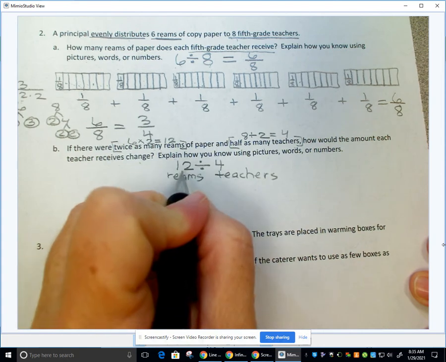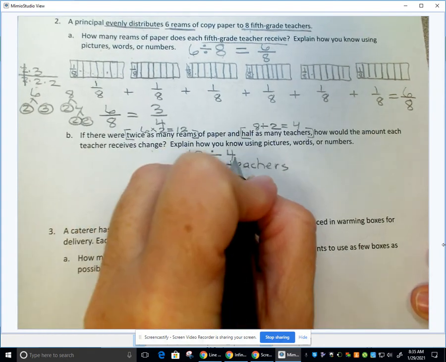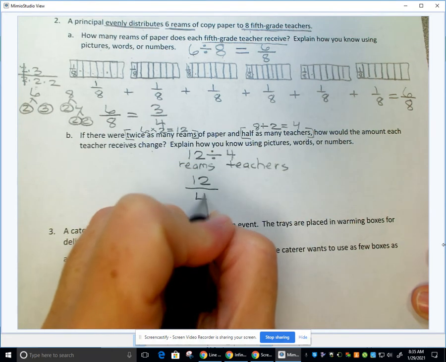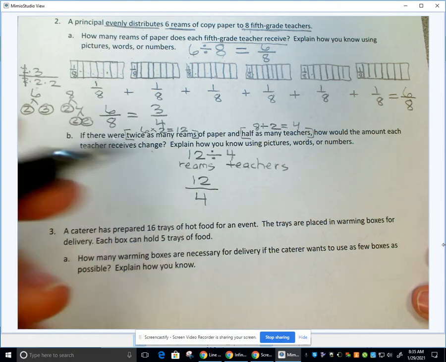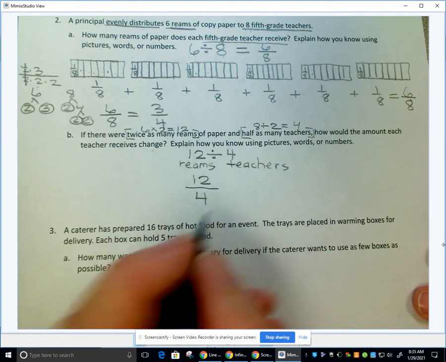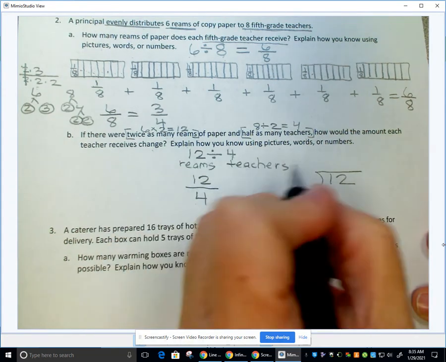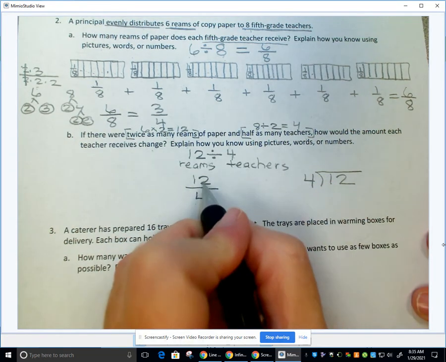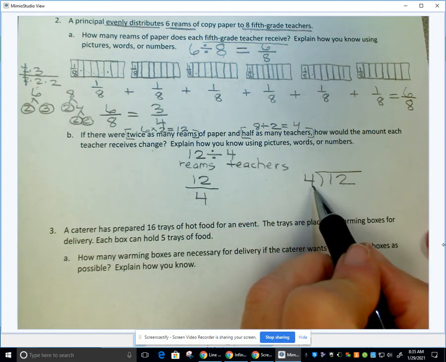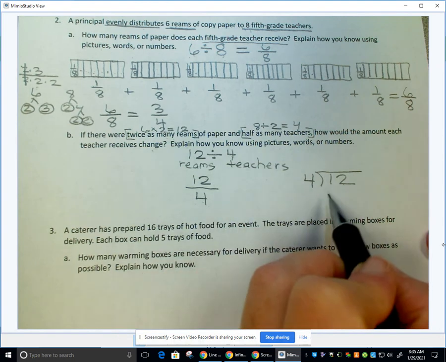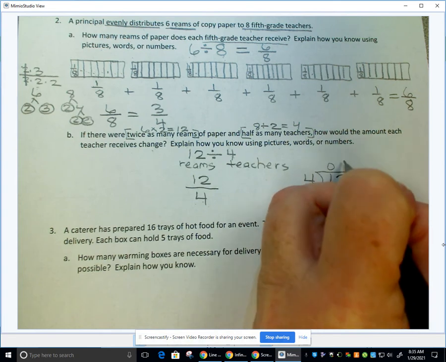Remember, the first number is your numerator, and the second number becomes your denominator. This also means 12 divided by 4. And we know that's improper, so we want to fix that. See, top number becomes my dividend. Denominator becomes my divisor. 4 won't go into 1, but it'll go into 12 3 times.